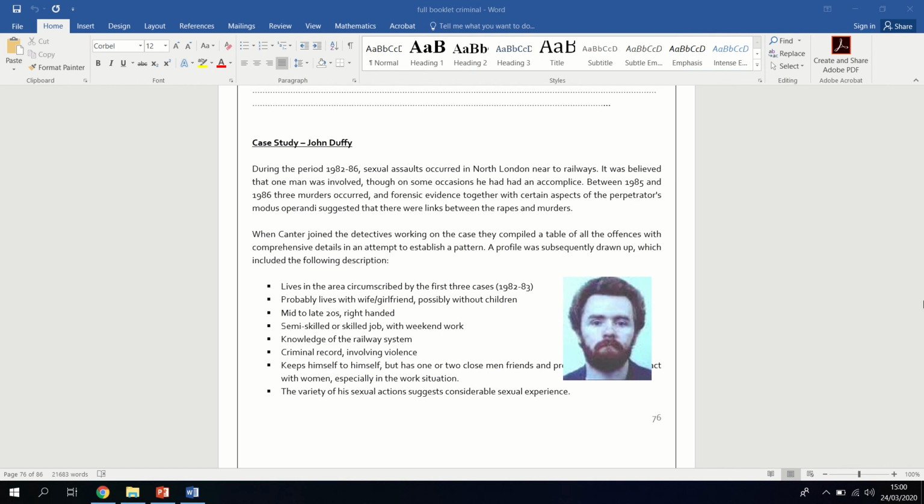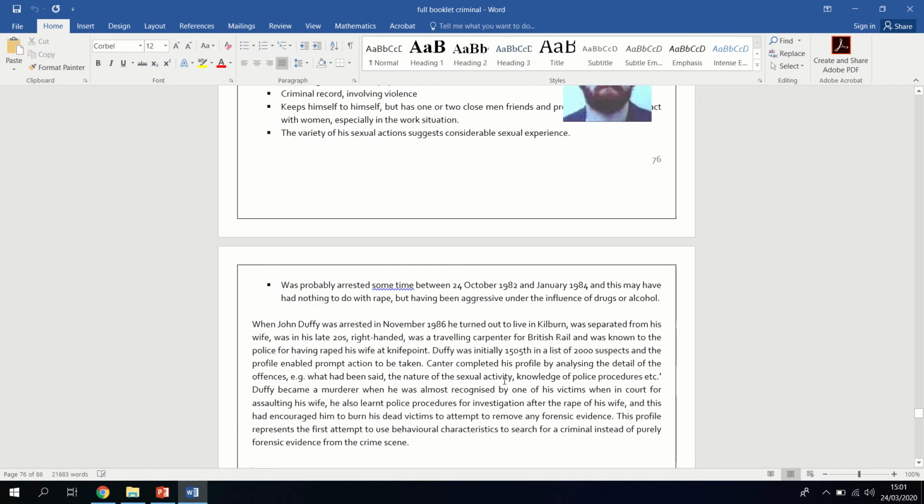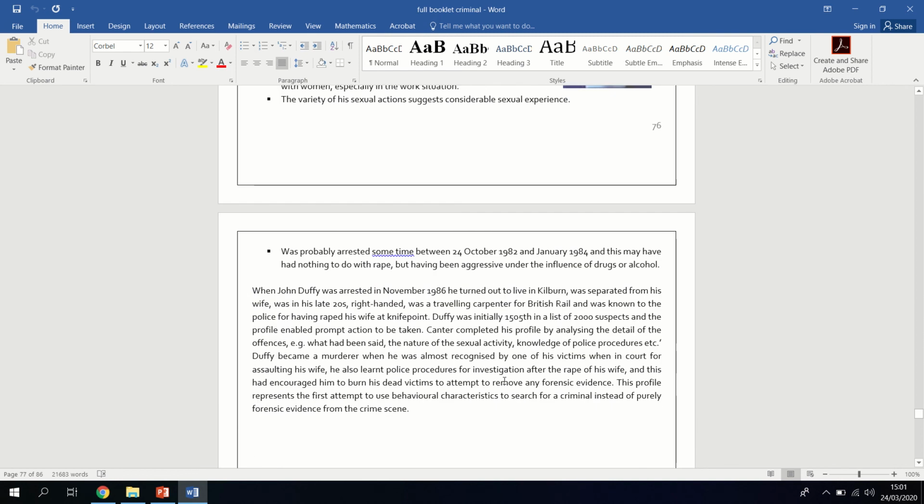They've got a criminal record, including violence. They keep themselves to themselves, but have 1 or 2 close friends. And the variety of the sexual actions suggest that they've got considerable sexual experience. They also said they probably were arrested sometime between October 1982 and 1984 in January. This may have had nothing to do with the rape, but had been aggressive under the influence of drugs and alcohol.